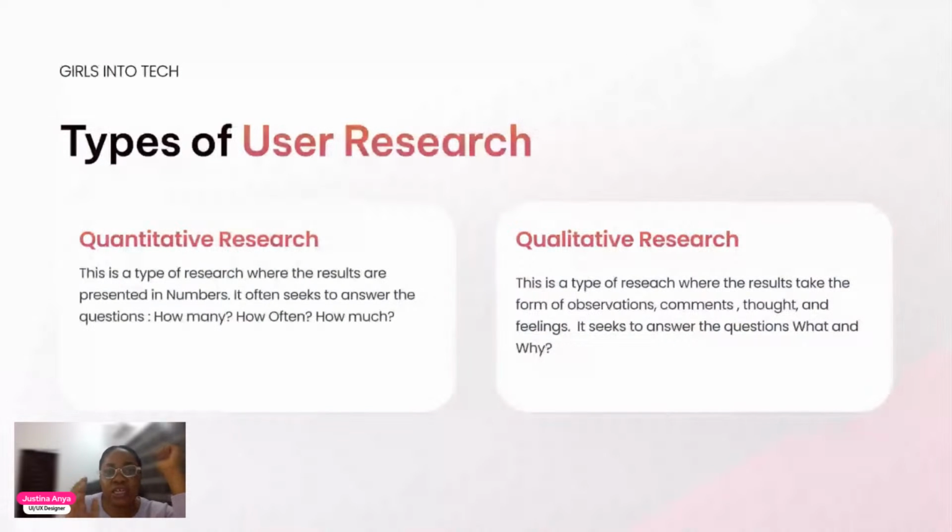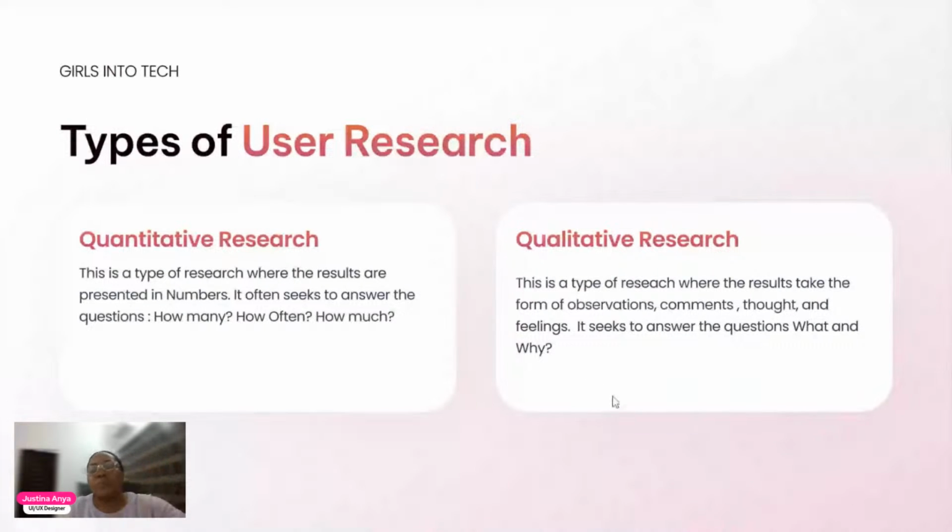Just know that quantitative has to do with numbers, while qualitative doesn't have anything to do with numbers. It just answers questions. It can tell a story. The user can tell you, I was shopping one day, and when I was shopping, I couldn't check out, the payment didn't go through. Those kinds of stories. They're not giving you numbers. So any research that tends to answer the question what and why is qualitative research.